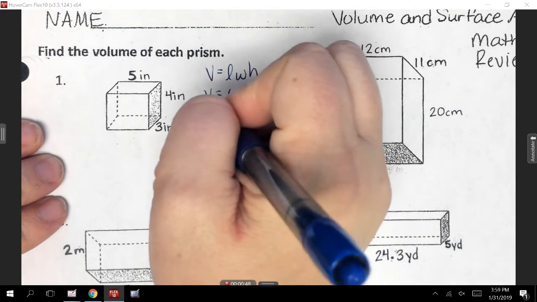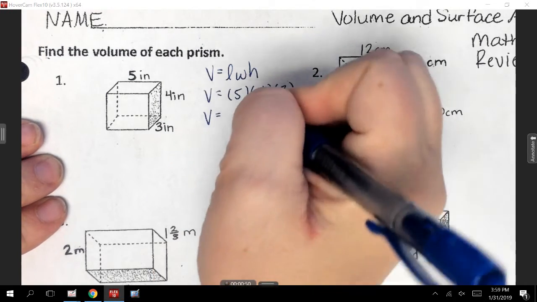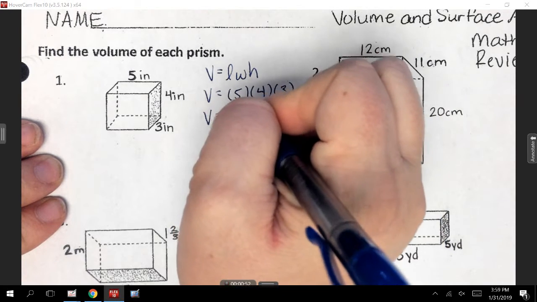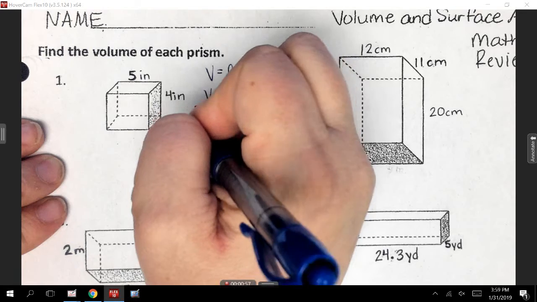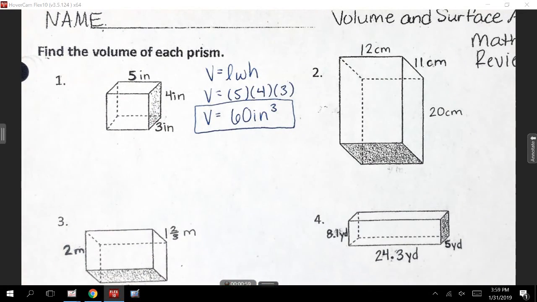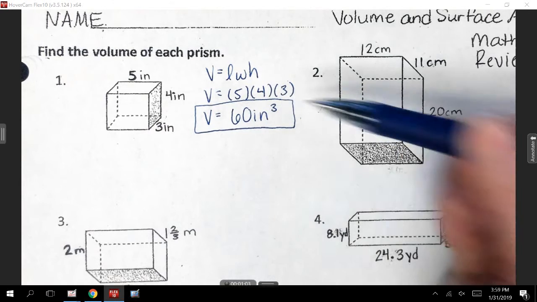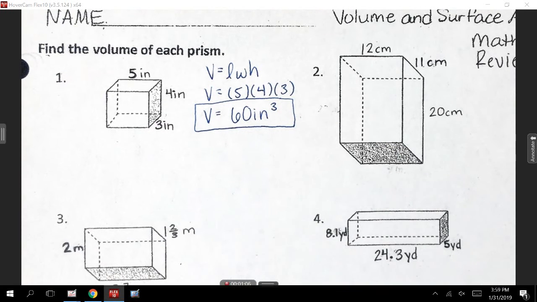So now I have volume equals 5 times 4 is 20, times 3 is going to give me 60 inches, and this is going to be to the 3rd power. So one of the tips that I have to remember is if it has a V, make sure you write your 3. So if it has a V, make sure you write your 3.